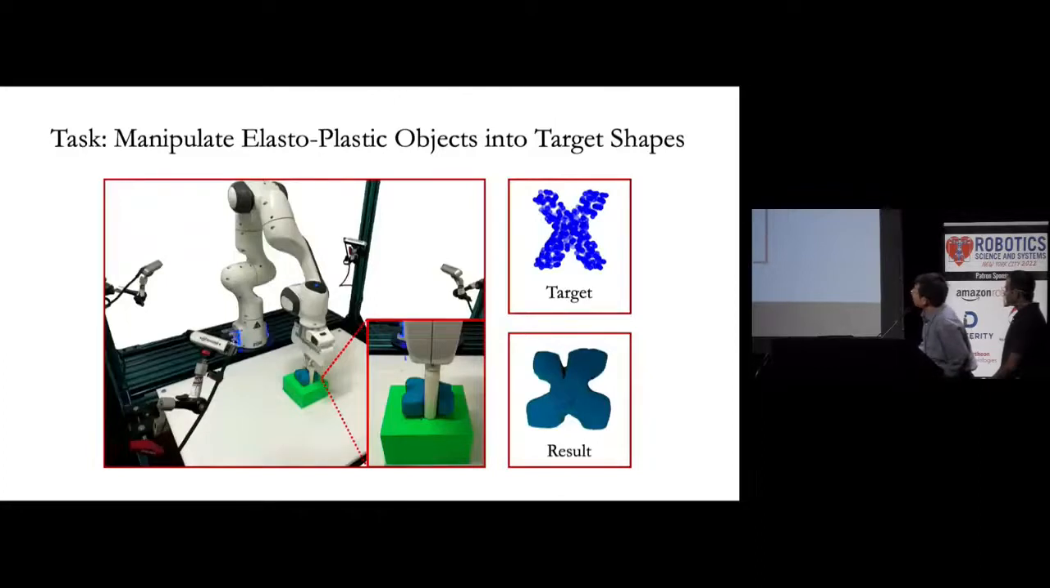Our task for the robot is to use a parallel 2-finger gripper to deform an elasto-plastic object into a target shape, such as the letter X on the top right corner. Our result of shaping X is shown at the bottom right corner.